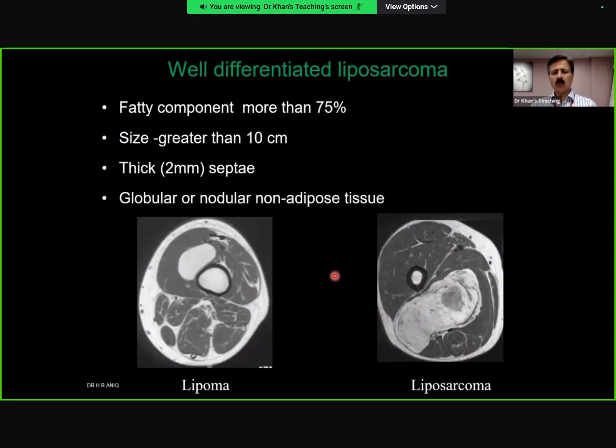So these are a few concepts, but in the FRCR exam, liposarcoma has come up, and you should think like this: within the lipoma, if I find any soft tissue, if I find thick septi, I will raise that concern.